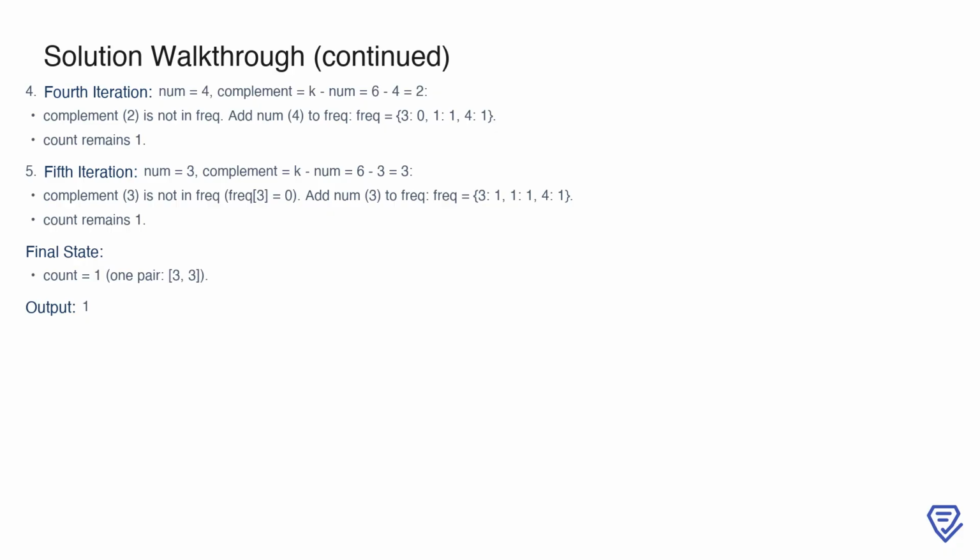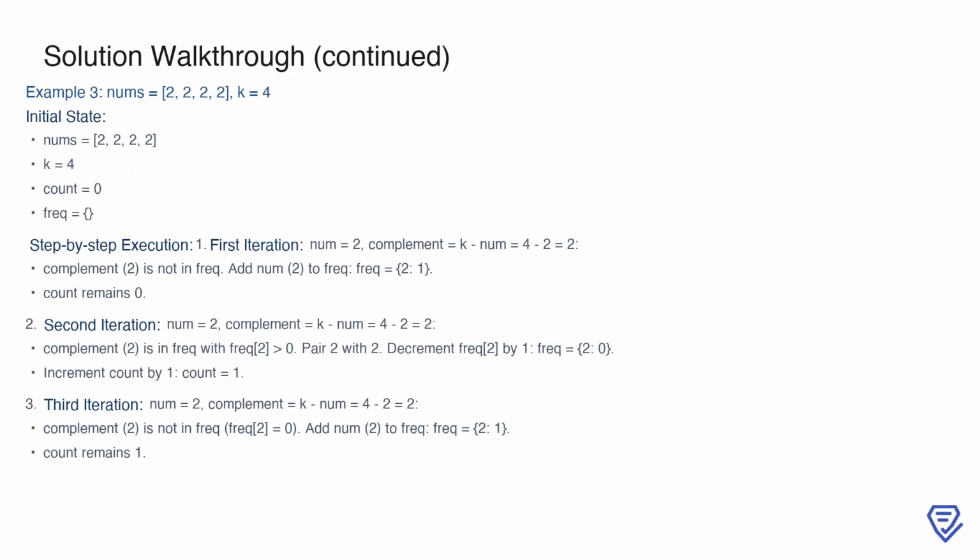The complement is again 3, but since the frequency of 3 in the map is currently 0, we cannot form a pair. Instead, we add this 3 to the map, updating it to frequency = {3: 1, 1: 1, 4: 1}. The count stays at 1. After processing all numbers, the final count is 1, corresponding to one valid pair, (3, 3). The output for this example is 1. In the third example, nums is [2, 2, 2, 2] and k is 4.